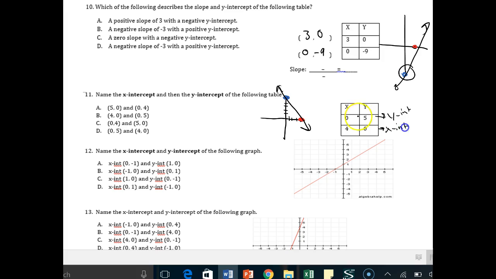You want the x-intercept to be first because I said, what's the x, then what's the y? So the x-intercept has got to be 4, 0. So anything that doesn't have 4, 0 first is wrong. And look, we're left with B, right? 4, 0, 0, 5.